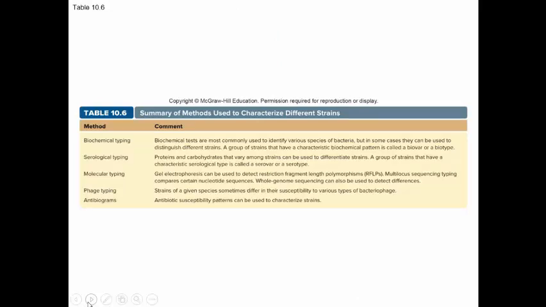Now, we're going to get into strain differences. You have to understand something: strain differentiation is necessary because some strains cause disease and others don't. And it's the virulence factors that may cause these unique situations to pop up and become very, very difficult.